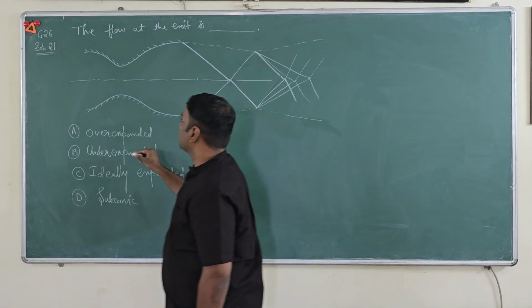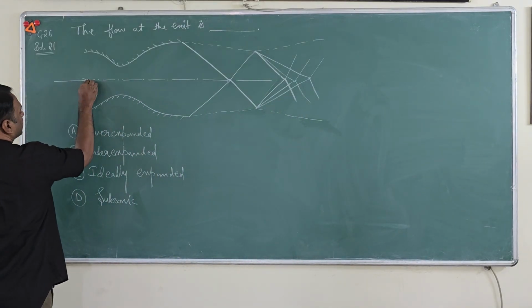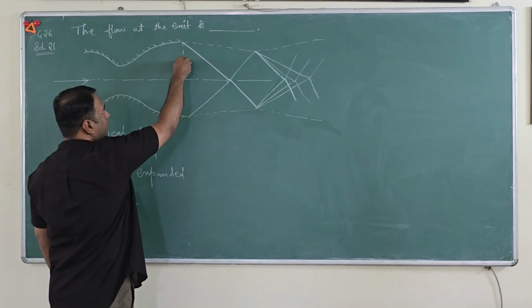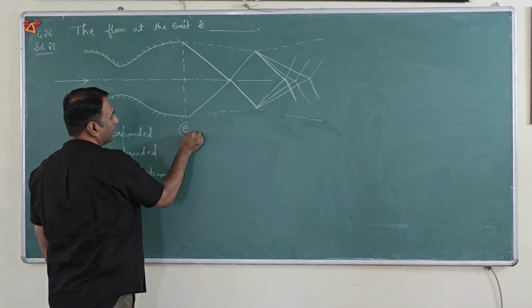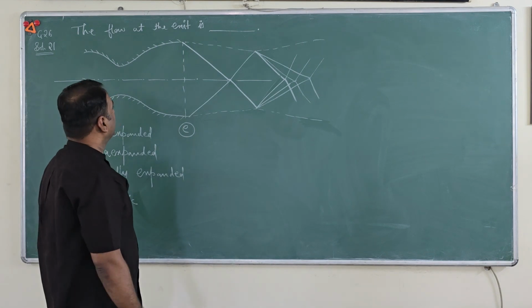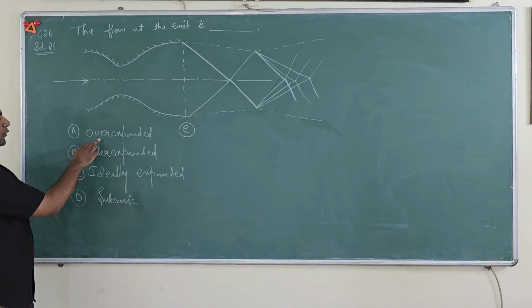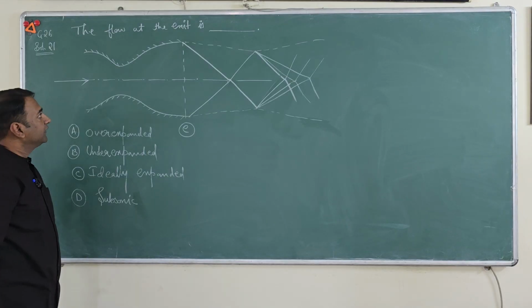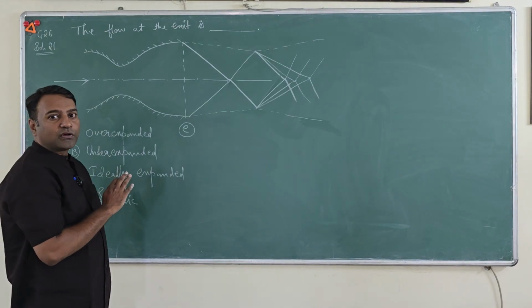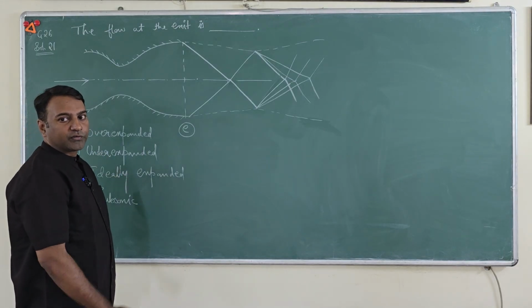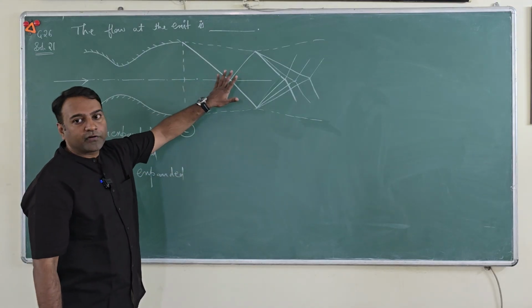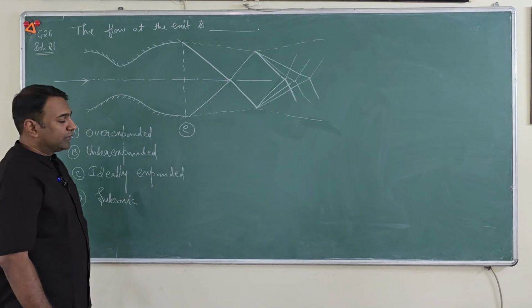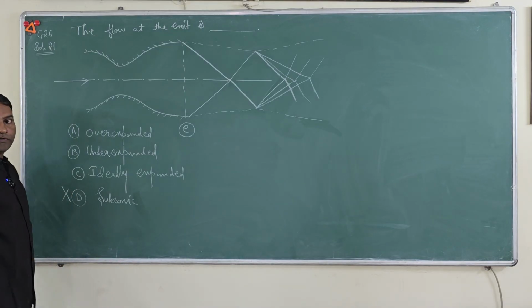The flow is coming from this direction. At this exit plane, they want to know what will be the flow. The given options are over expanded, under expanded, ideally expanded, or subsonic. The primary use of CD nozzles is to produce supersonic flow, and you can see there is a shock phenomenon, so obviously there is a supersonic flow, so you can discard option D.